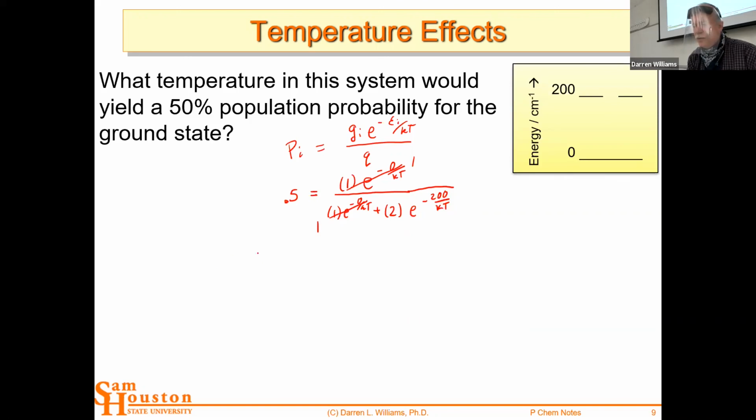We're going to multiply this whole thing, bring the denominator over: 0.5 times (1 plus 2e to the minus 200 over kT) is equal to 1. We'll multiply this 0.5 through. 0.5 times 2 is 1. So we'll just have this e to the minus 200. If you say, hey, you can stop me at any time and say, whoa, hold on. Okay. And so then we'll subtract this 0.5 from both sides.